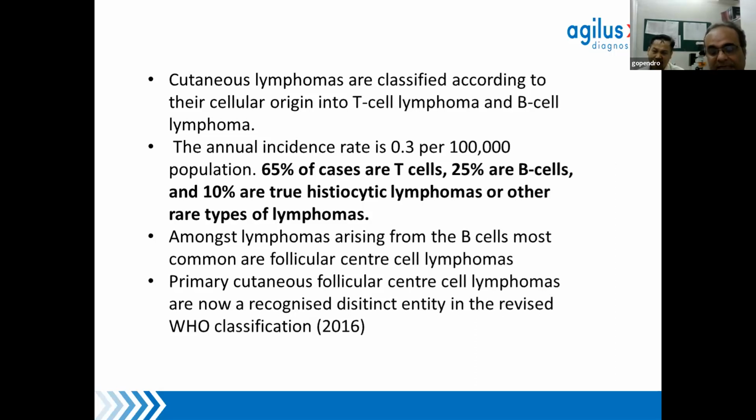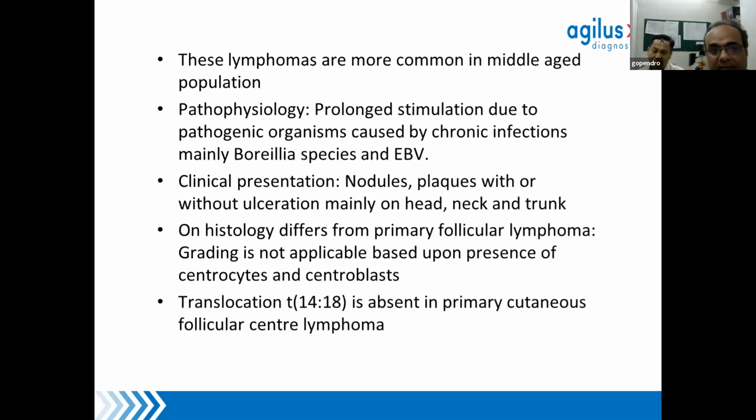And why? Because it has a bearing on the prognosis, they have a good prognosis. And they are more common in the middle-aged population. Pathophysiology, there are varied pathophysiologies. Some people say there is stimulation of organisms which cause chronic infections, mainly Borrelia and EBV.